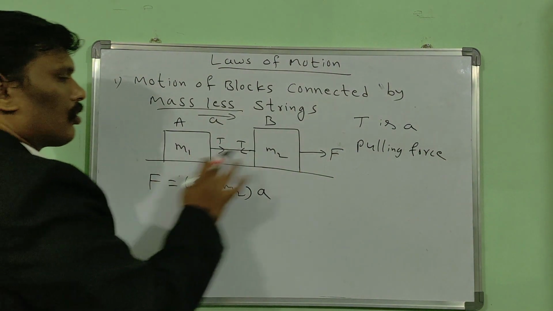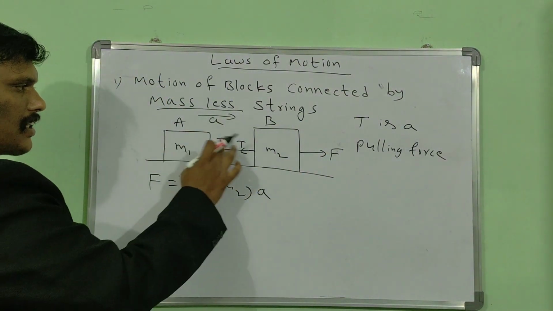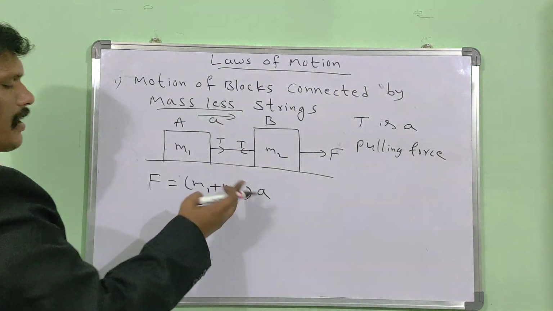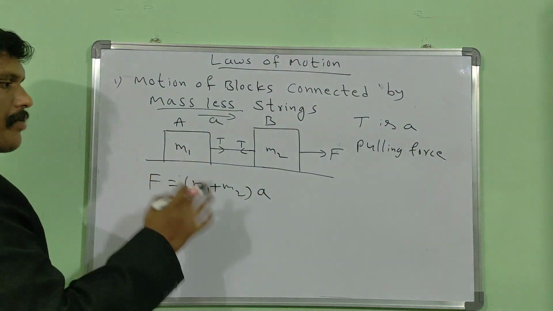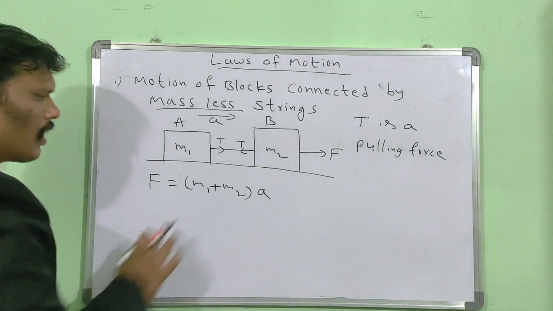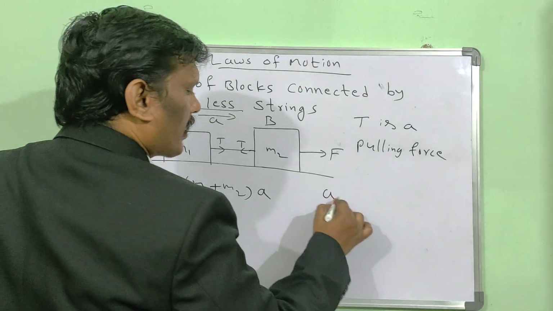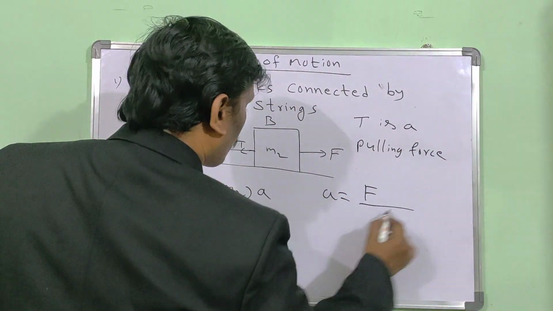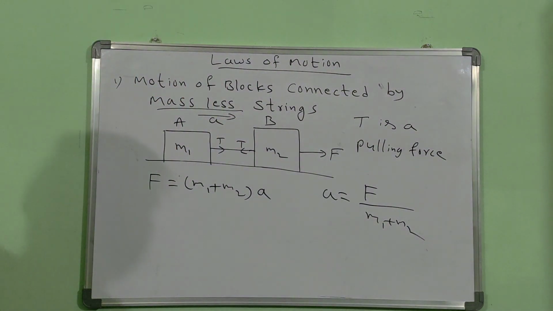What is F? It is the total force acting on the system, because the two tensions are equal and opposite and cancel each other. Second, the total mass of the system is M1 plus M2, since the string has no mass. And the total system moves with the same acceleration A. So this is F. If F is given, how do we calculate the acceleration? Transpose M1 plus M2 to the force side, so the acceleration of the system is A equals F divided by (M1 plus M2).